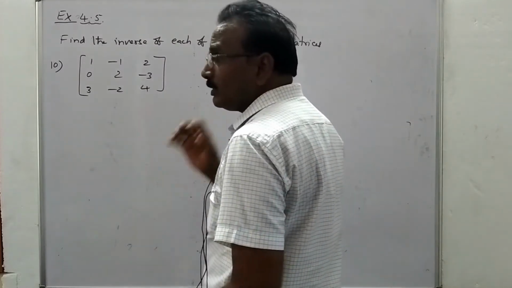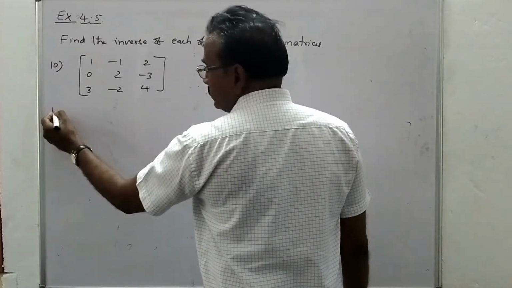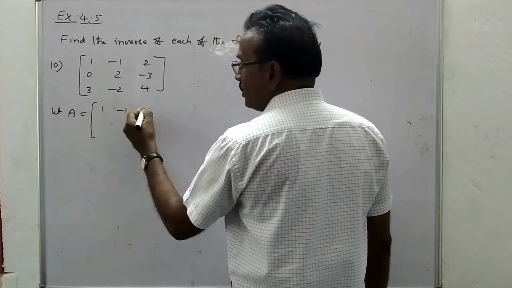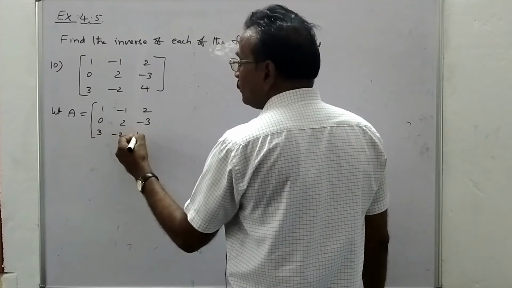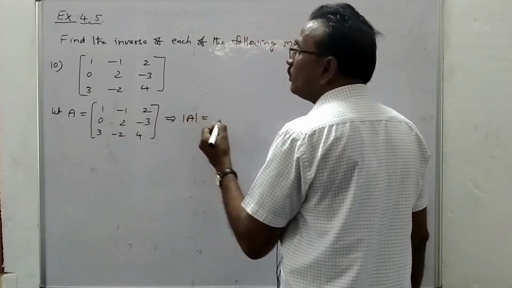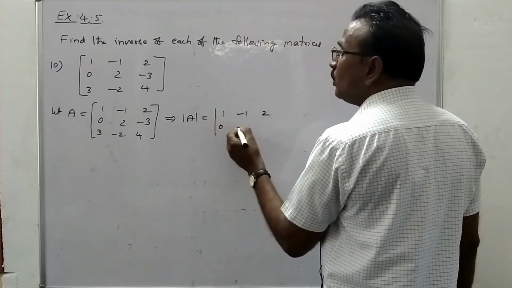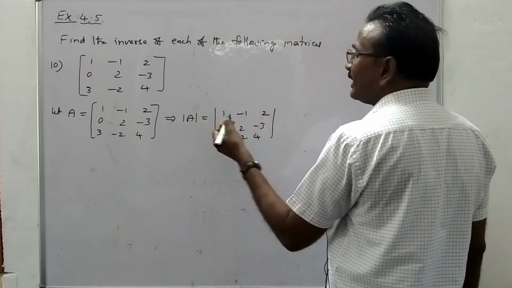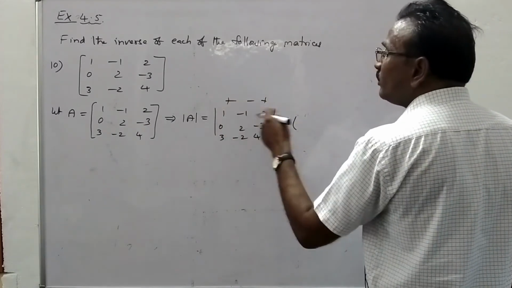So what is A inverse? A inverse is equal to 1 by determinant of A into adjoint A. Let A is equal to this one, 1 minus 1 2 0 2 minus 3 3 minus 2 4. So this implies determinant of A is equal to determinant of 1 minus 1 2 0 2 minus 3 3 minus 2 4. So expand along R1, plus minus plus, that is 1 into delete first row and first column.